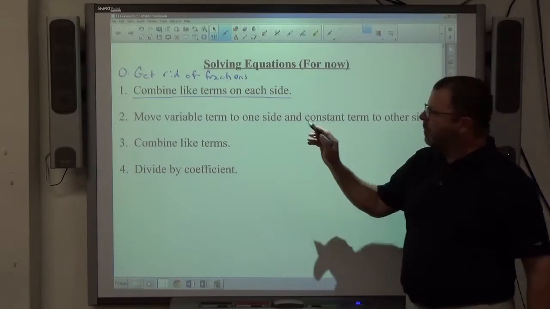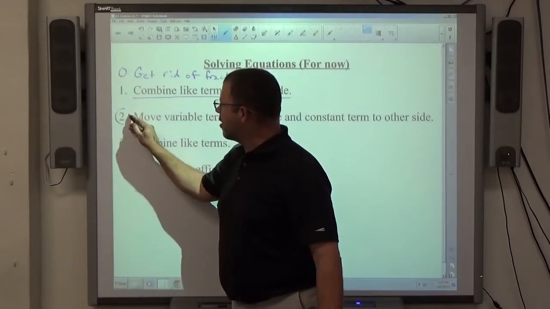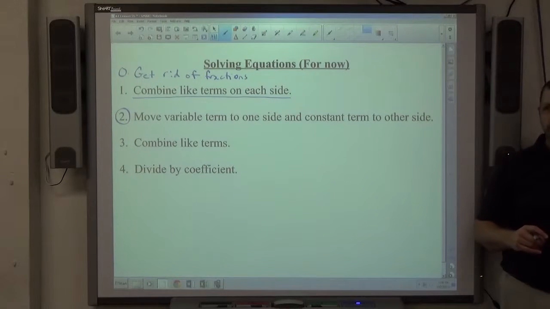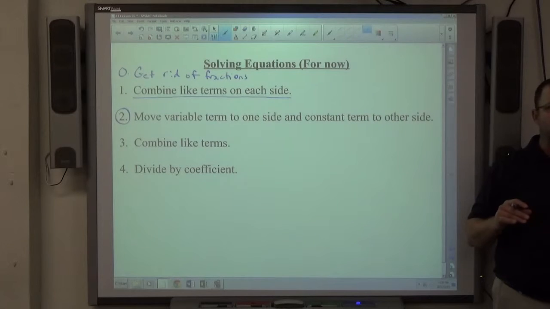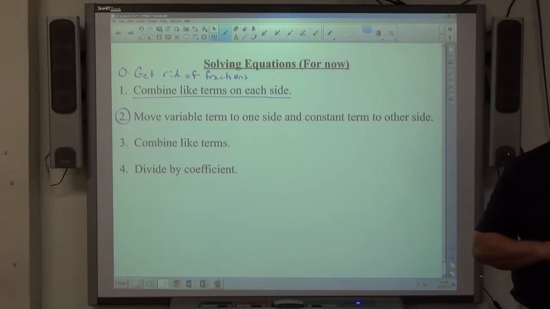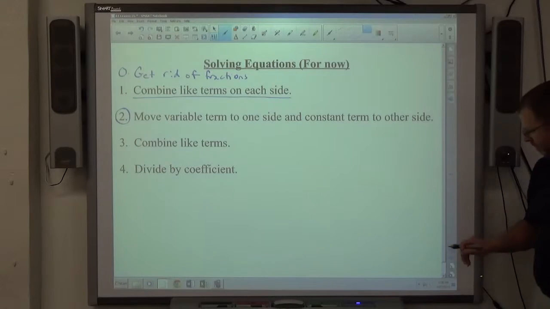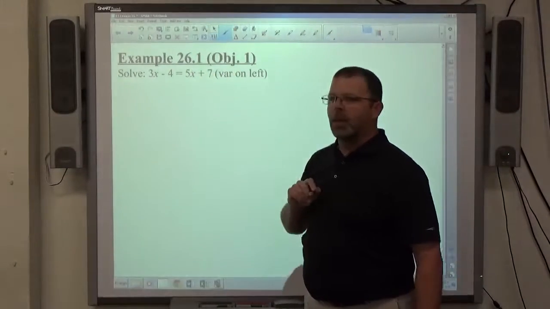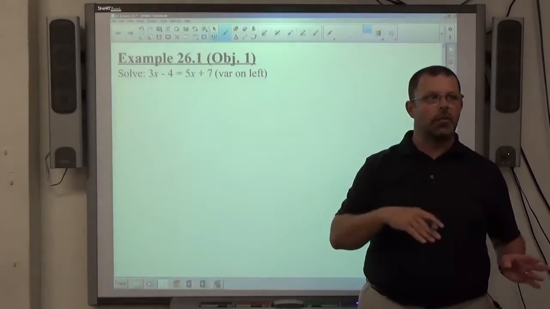One thing that happens in this class, Algebra 1 with students, is sometimes people get hung up on not being sure which side they're supposed to move things to. I've heard people specifically tell me this: I kind of understand equations, but I'm not sure exactly which side I'm supposed to move the variable onto. Examples 1 and 2 deal with that exact topic. If you notice, examples 1 and 2 are exactly the same problem. That's on purpose. For 26.1, I'm going to have the variable on the left-hand side, 26.2 variable on the right-hand side.